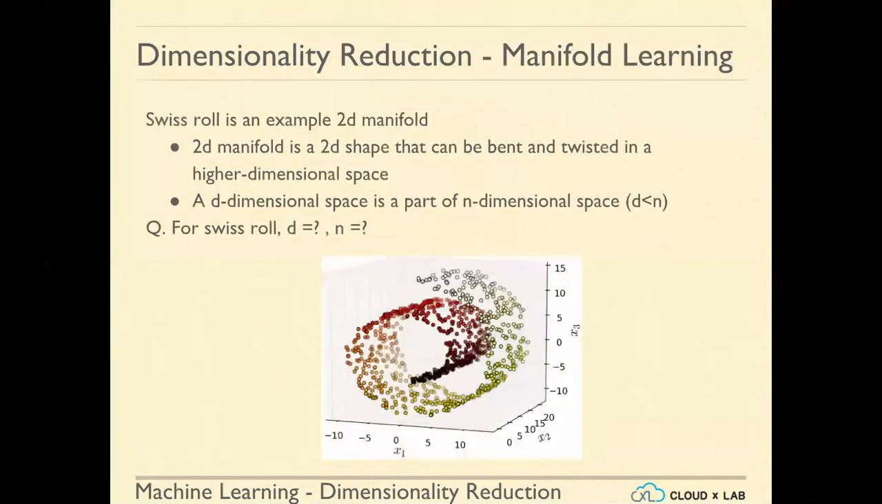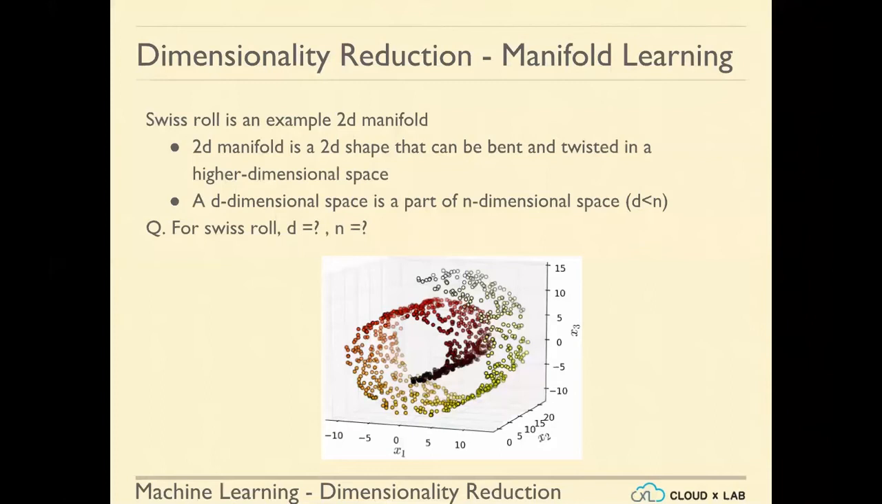So the Swiss roll is an example of a 2D manifold, where a 2D manifold is a 2D shape that can be bent and twisted in a higher dimension space. Meaning it's essentially a flat sheet which has been rolled over. Or you can think of it like we have made a roll out of a two-dimensional thing. So a 2D manifold is essentially a 2D shape that can be bent and twisted in higher dimension space.